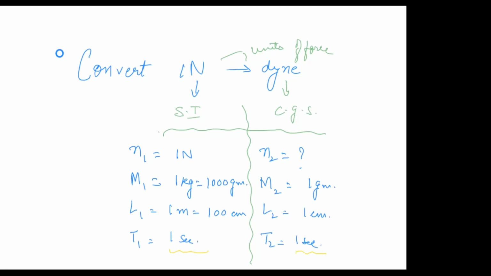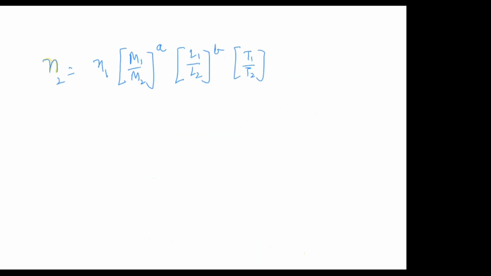Now we need to convert the unit of force from Newton to dyne, and we have to know 1 Newton is equal to how many dynes. So how to proceed? Now, N2 is equal to N1 into M1 by M2 to the power of a, L1 by L2 to the power of b, T1 by T2 to the power of c.